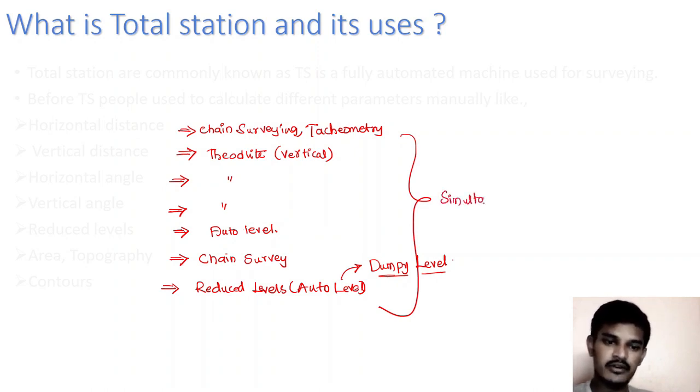So that is why we are going to learn about this total station, right? It will do all these operations simultaneously. Previously we would be doing these operations individually. Now by means of the total station we can do all these exercises at the same point, and simultaneously take all these readings, right?